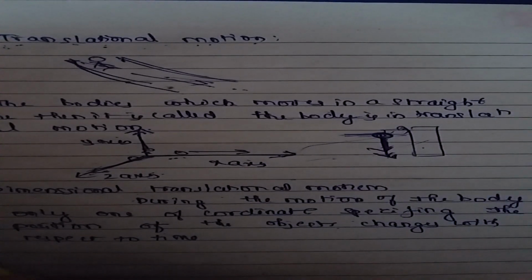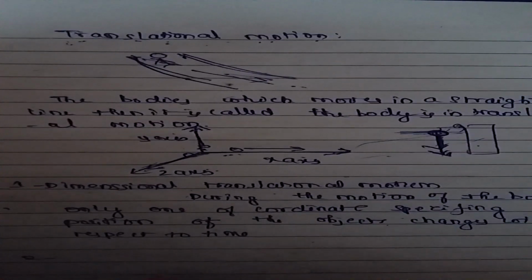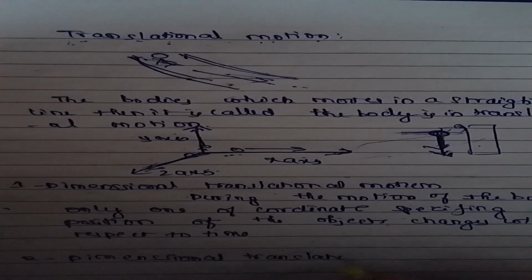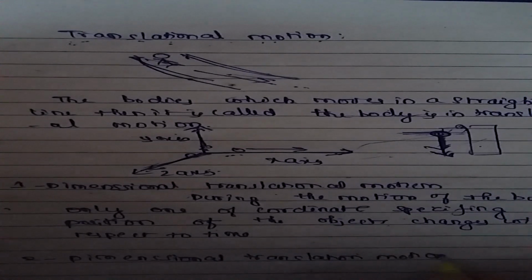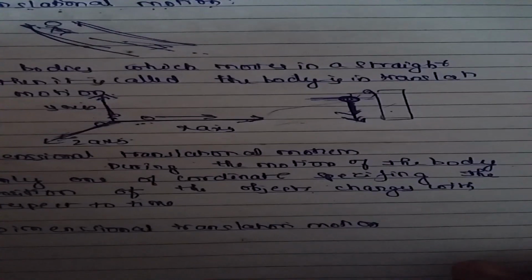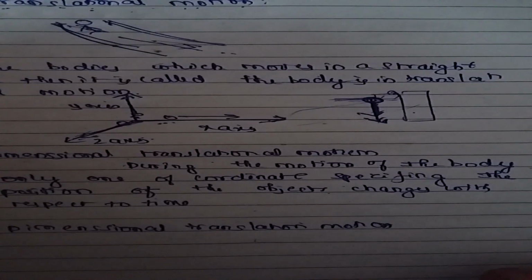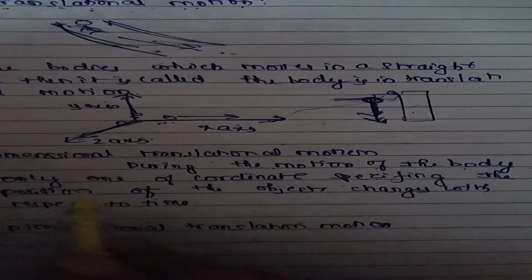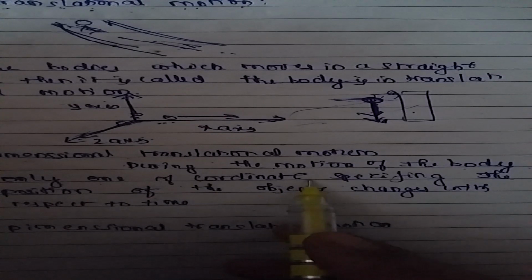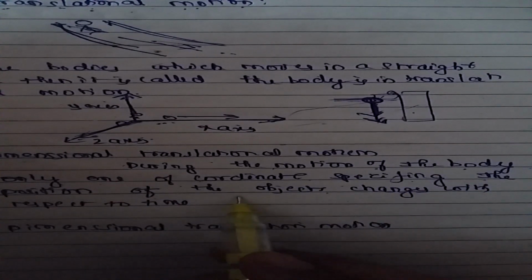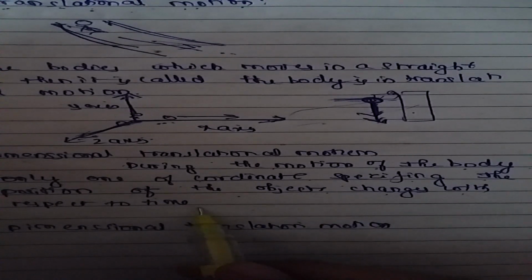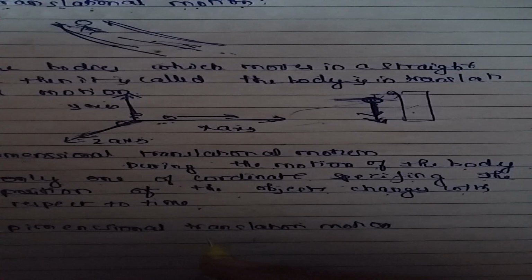So next, similarly we can go to the two dimensional translational motion. For that you can easily write its definition. The only thing we have to change here is that, during the motion of the object or the body, only two coordinates specifying the position of the object change with respect to time.